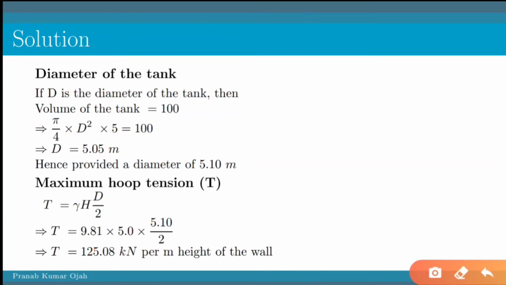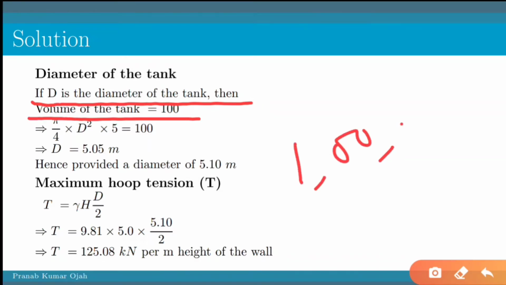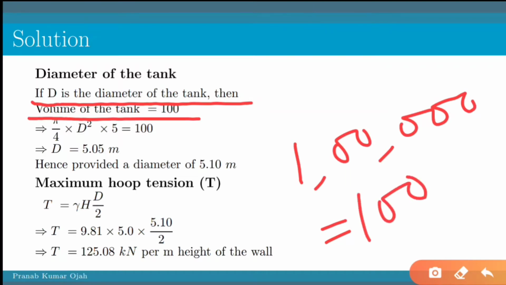Calculate the diameter of the water tank. Let us consider that D be the diameter of the water tank. So the volume of the water tank should be 100. As the water tank is designed for 1 lakh liter of water, we have already converted it to meter cube, that is 100 meter cube.